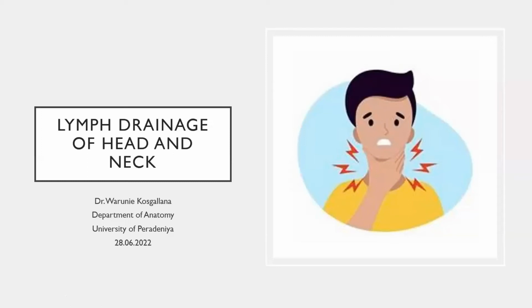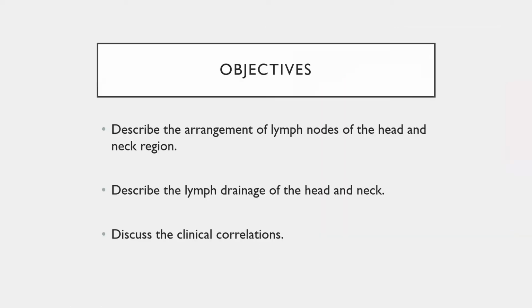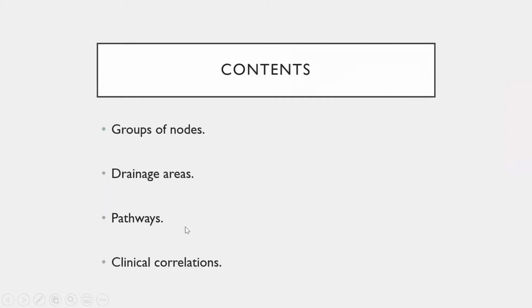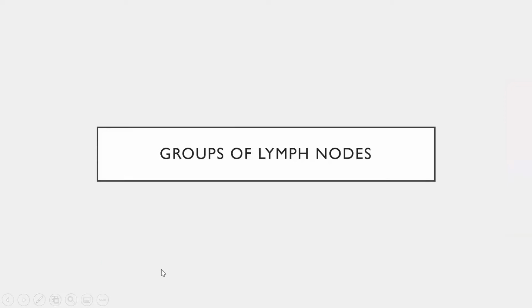Today we are going to learn about the lymph drainage of the head and neck. The objectives are to describe the arrangement of lymph nodes of the head and neck region, then to describe their lymph drainage, and to discuss some of the clinical correlations. So we'll be looking at the group of nodes, their drainage areas, the pathways, and the clinical correlations. So first we will look at the groups of lymph nodes.